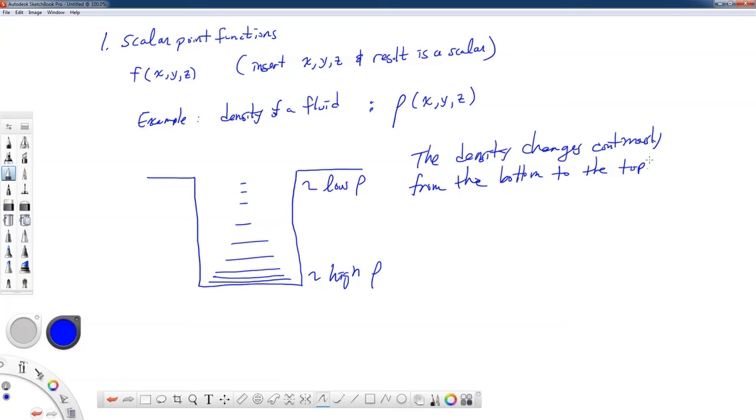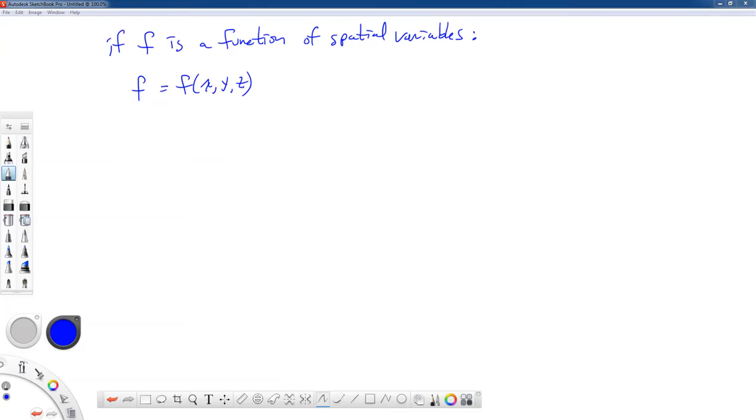Now we may be interested in the changing of the density or the rate of change of the density. And so we're going to introduce a term. You've probably heard of this in calculus. It may have been a long time ago. But we're going to introduce a term called the total differential of a function. So if we have a scalar point function, call it f, and if f is a function of those spatial variables, f is equal to a function of x, y, and z, something called the total differential is going to be given by the following expression.